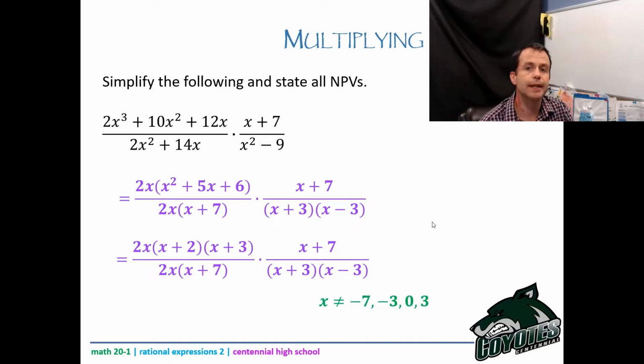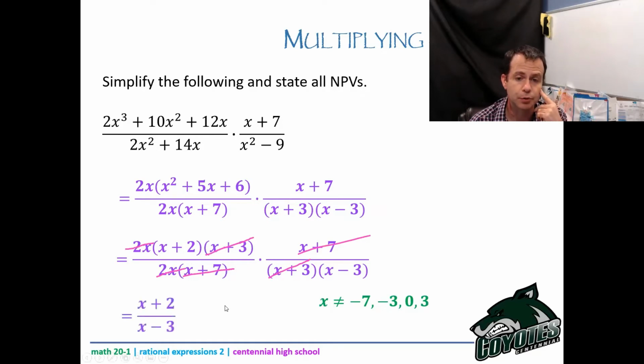Okay, now I want to say or think, what can I divide out? Well, 2x divided by 2x is 1. X plus 7 divided by x plus 7 is 1, right? As long as one's on the top and one's on the bottom and they say the same thing, I can divide out. X plus 3 over x plus 3 can divide out. So I'm left with x plus 2 over x minus 3. Okay, x plus 2 over x minus 3.